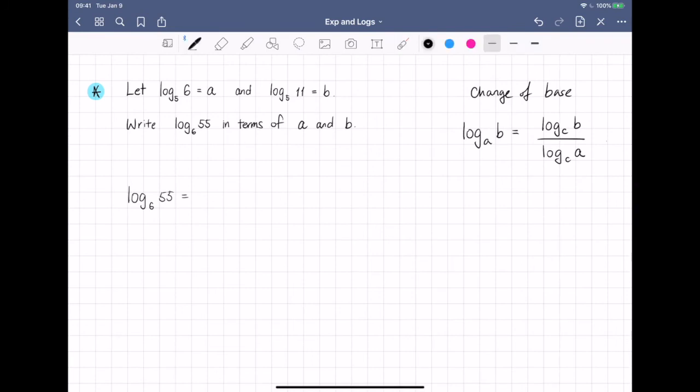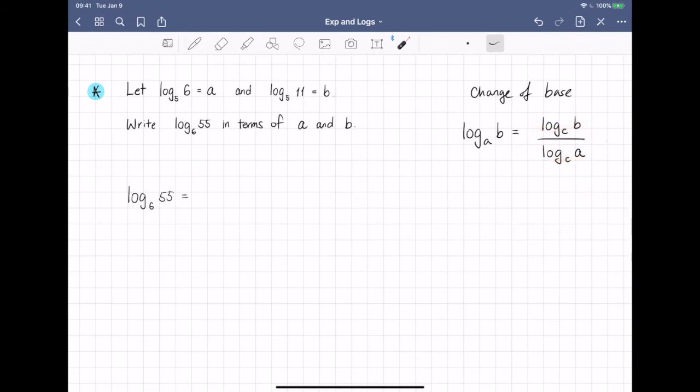Next, oh, this is a very nice question. I like it. Okay, so let log base 5 of 6 equal A, and log base 5 of 11 equal B, and then write log base 6 of 55 in terms of A and B. So I told you earlier that we are going to use the log change of base formula, and so here, a lot of times when you're doing this, you change the base so that you would cancel out one of them, either the numerator or the denominator, and they become 1.